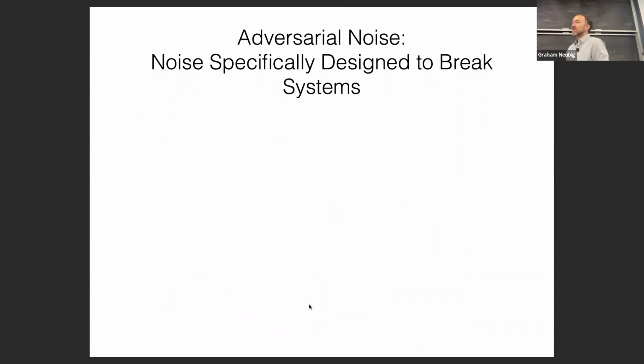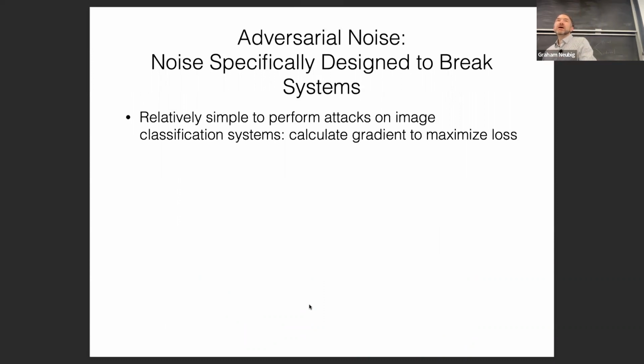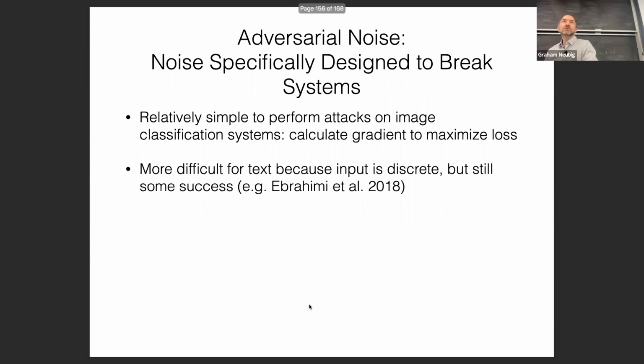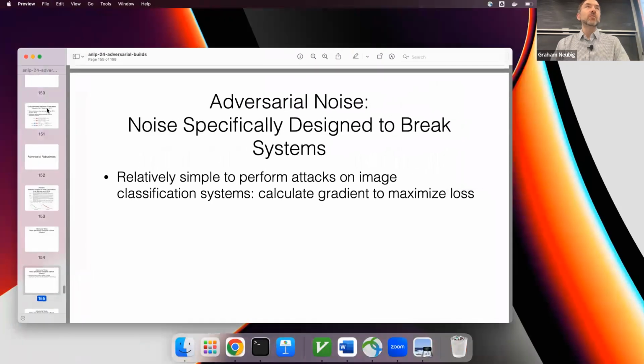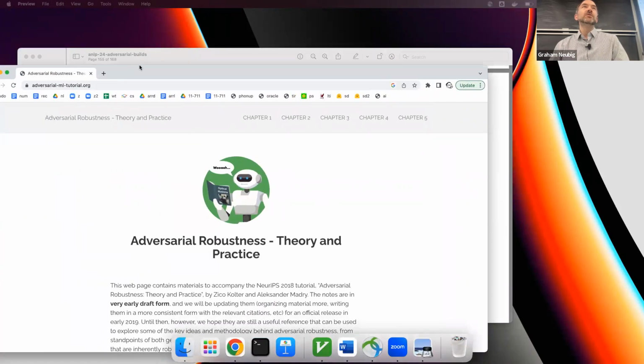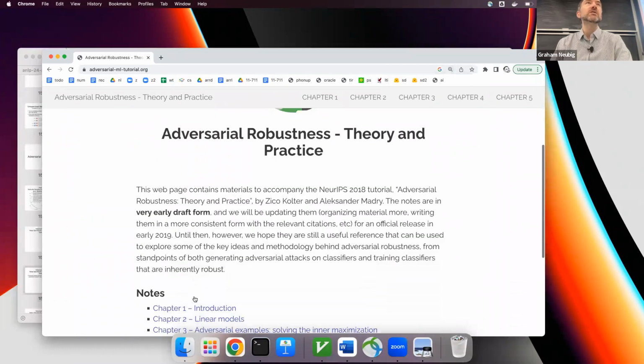More interestingly, this was just adding random noise, but if you add adversarial noise, this is noise specifically designed to break systems. And so essentially the easiest thing that you can do, specifically for fully differentiable inputs like image classification systems, is you do backpropagation, but instead of backpropagation into your parameters to minimize your loss, you do backpropagation into the input to maximize the loss. If you're more interested in this, you can also see this wonderful tutorial by Zico Kolter from CMU.